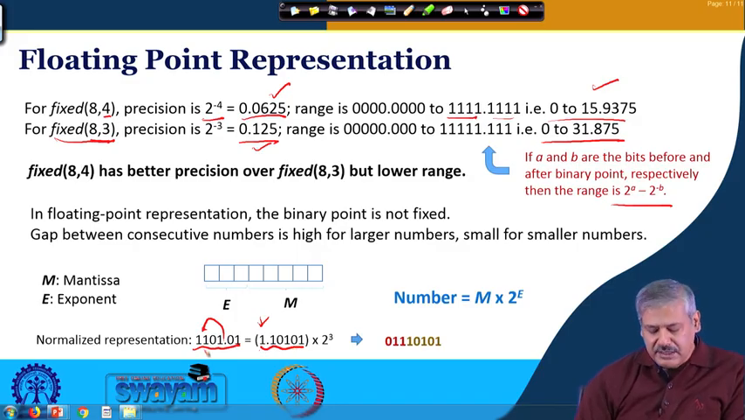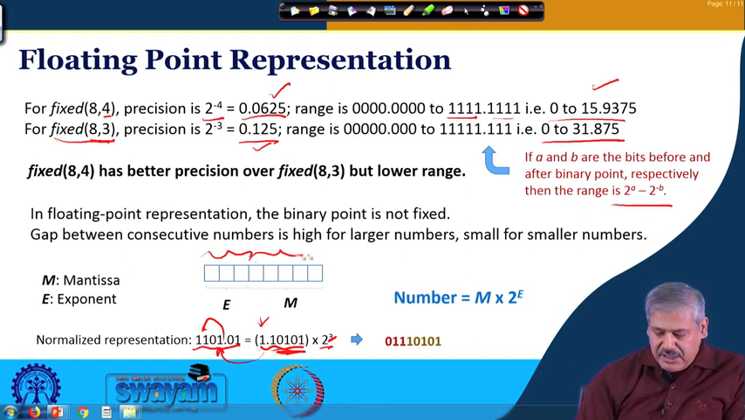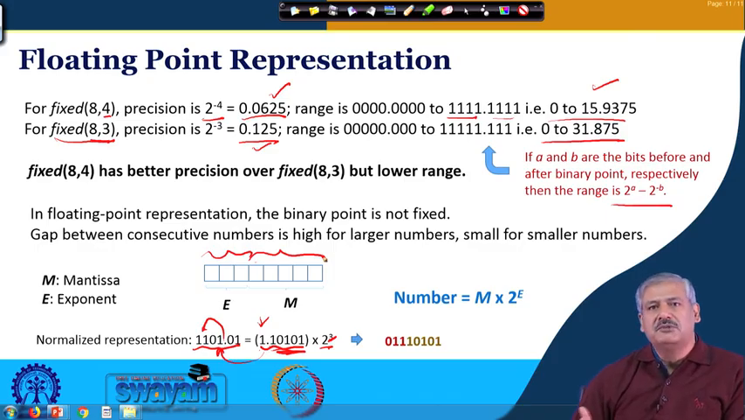So, how many shifts are there? 3 shifts are there. 3 shifts to the left. Okay. So, that means it is 2 to the power 3. So, this number into 2 to the power 3 is the same as the original number. So, in floating point representation, we note this 3, the exponent, in the exponent part, and what is after this 1, that is 10101, is noted in the mantissa part. So, we mention how many bits are reserved for the exponent part and how many bits are reserved for the mantissa part also.